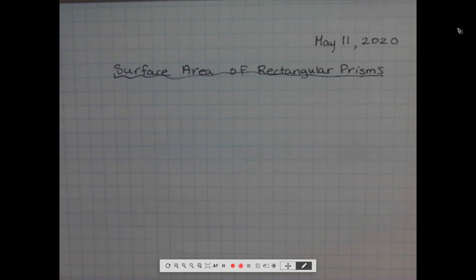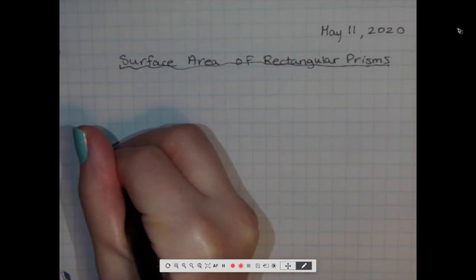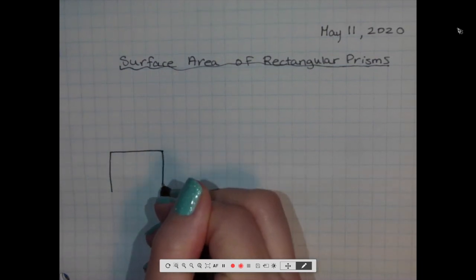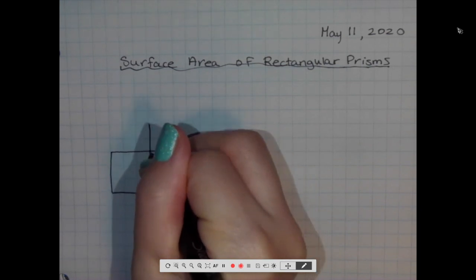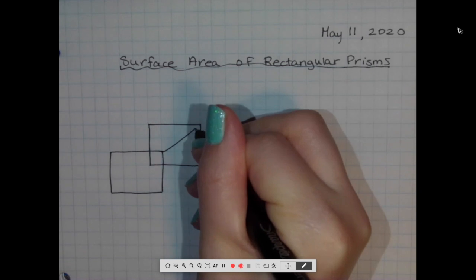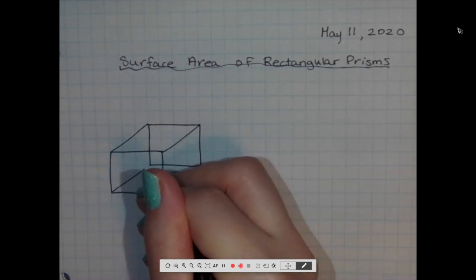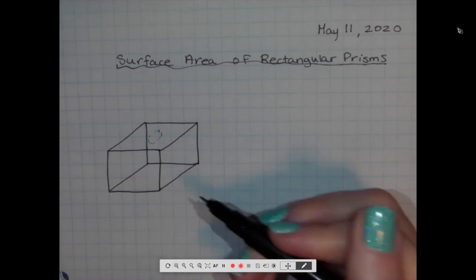So one rectangular prism that I have nearby is a box of Kleenex. I of course don't have a measuring tape on me, but let's just imagine we're trying to find the surface area of a tissue box. We're going to imagine that we haven't taken that little tab thing out at the top.